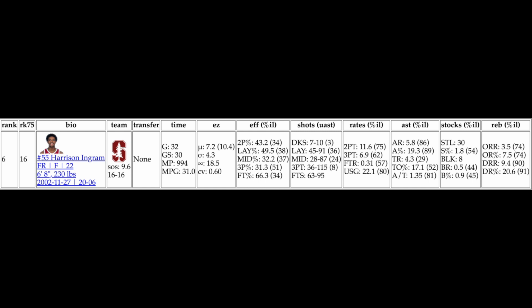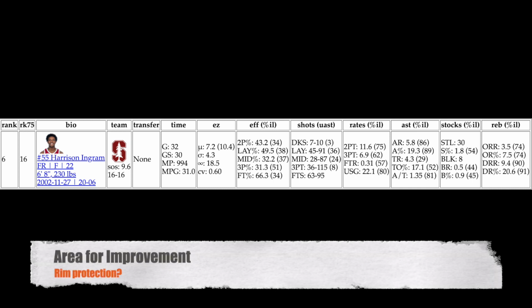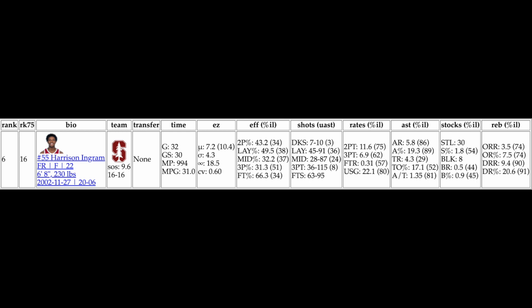Ingram's stocks are similarly underwhelming, coming in with a steal percentage under 2% and a block rate below the 50th percentile. If he could show some more rim protection, it would help his projection for sizing up to the 4 or even as a small 5 at times.